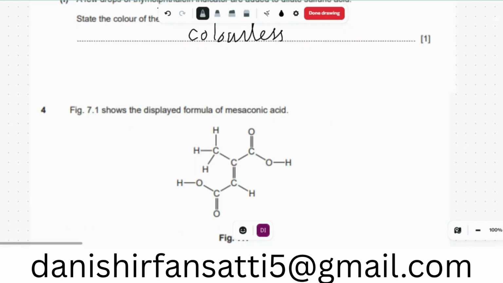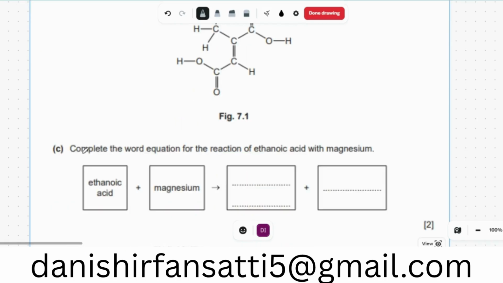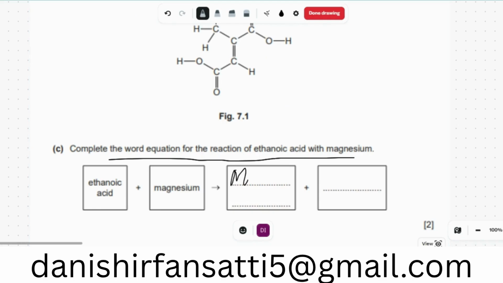Now question number four. Display formula of ethanoic acid. Complete the word equation for this reaction. Any acid reacting with magnesium metal will give us a salt and hydrogen. So the salt will be magnesium ethanoate, plus hydrogen, H2. So that's simple.